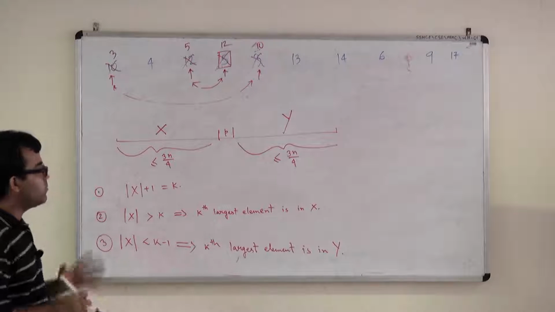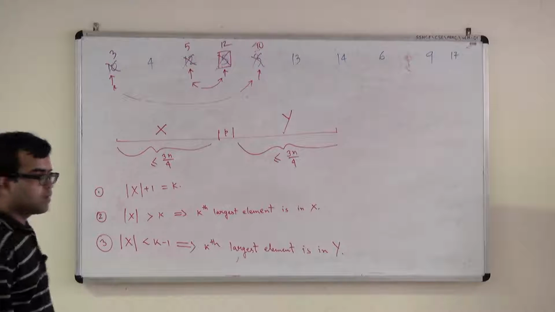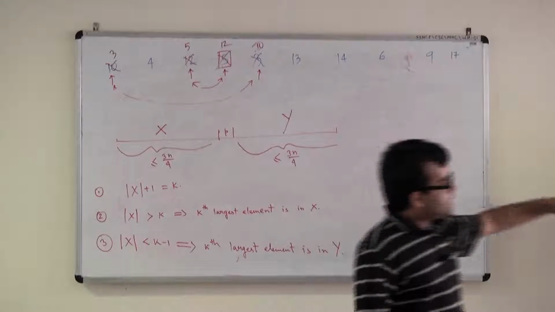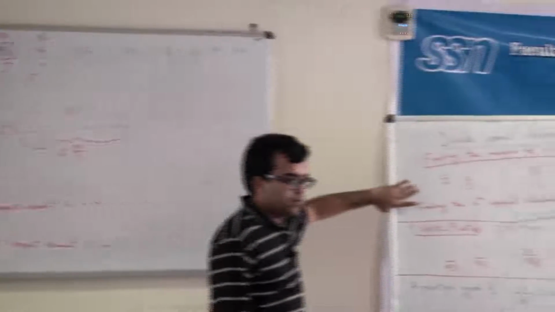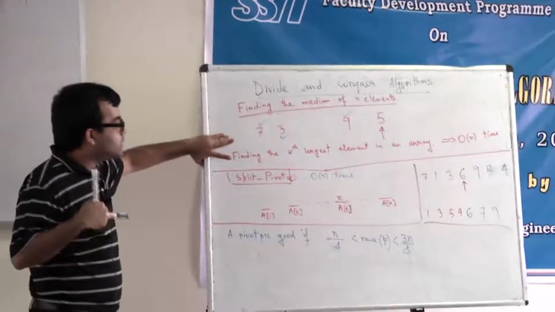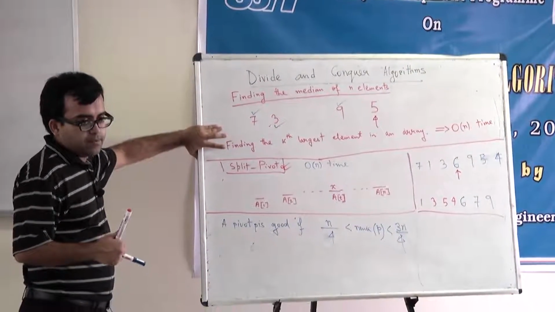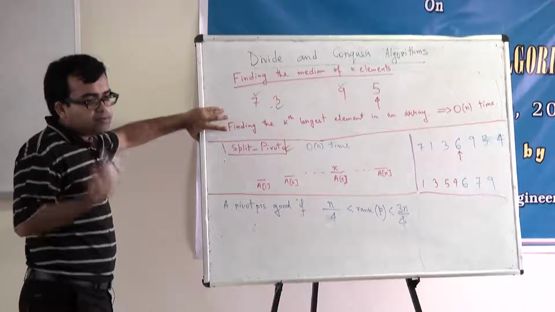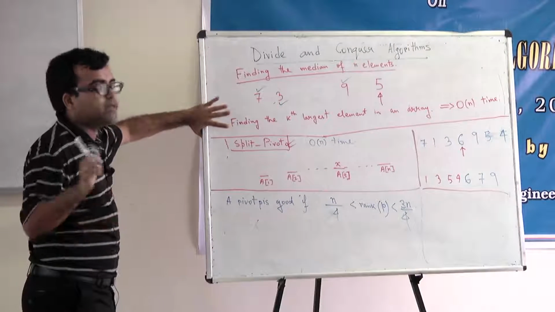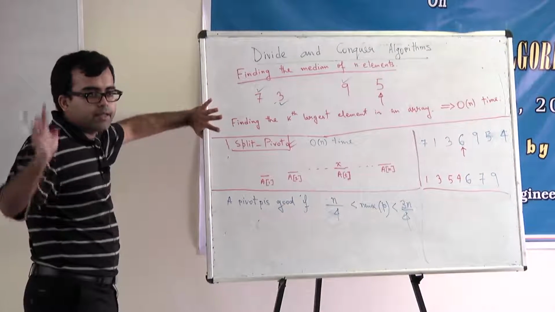So is it clear what we are trying to do? We want to find the kth largest element in the array. We are going to select a pivot. Now, how are we going to select a pivot? For the time being, let's keep that a secret. We'll come back to it later on.